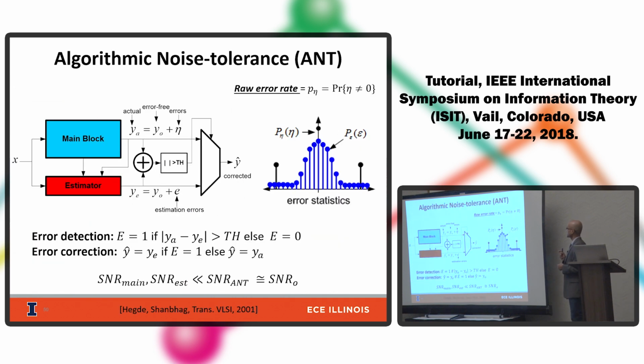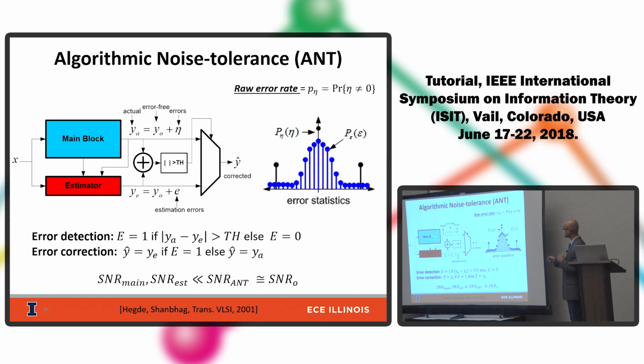So let's take a deep dive into algorithmic noise tolerance. In algorithmic noise tolerance, we have a main block, which is what we want to implement. That's the function we would like to realize. And if you realized it in an error-free manner, the output would be y sub naught. Okay, y naught is our output. But because I've used voltage overscaling, or maybe it is implemented in Spintronics, or maybe I've used some other circuit technique, I'm letting some errors occur at the output, and those errors are denoted by eta.